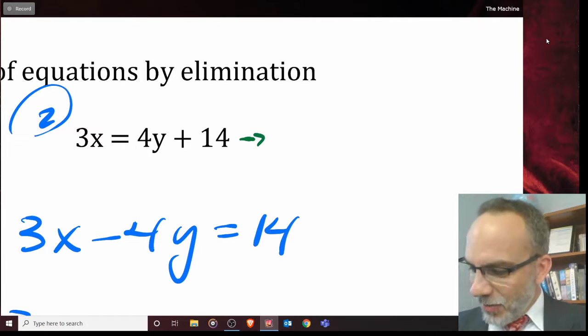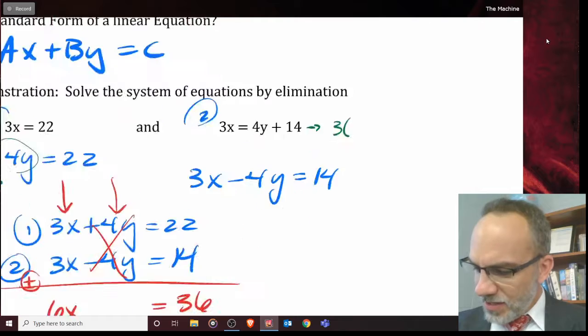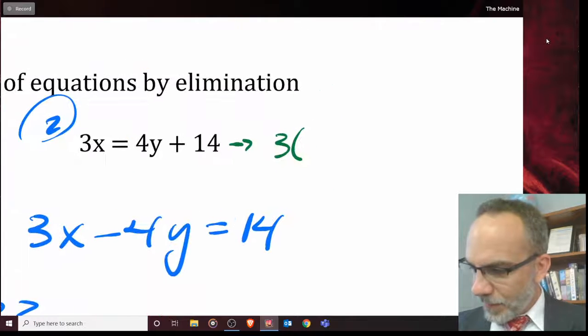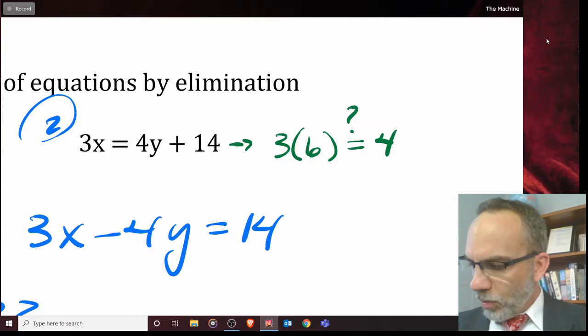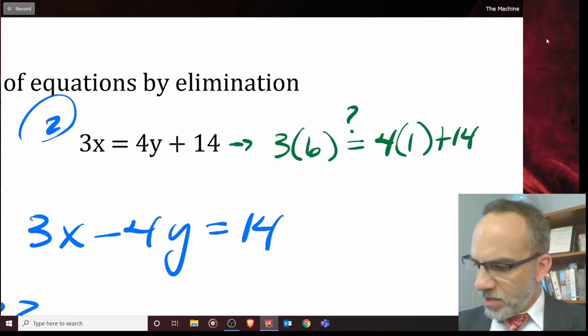So I'm going to say 3 times the x. What was the x again? 6? Yeah, 3 times 6. Is that equal to, I don't know, I'm asking, 4 times the y value, which is 1, plus 14? What's 3 times 6? That's going to be 18. Is 18 equal to 4 plus 14?